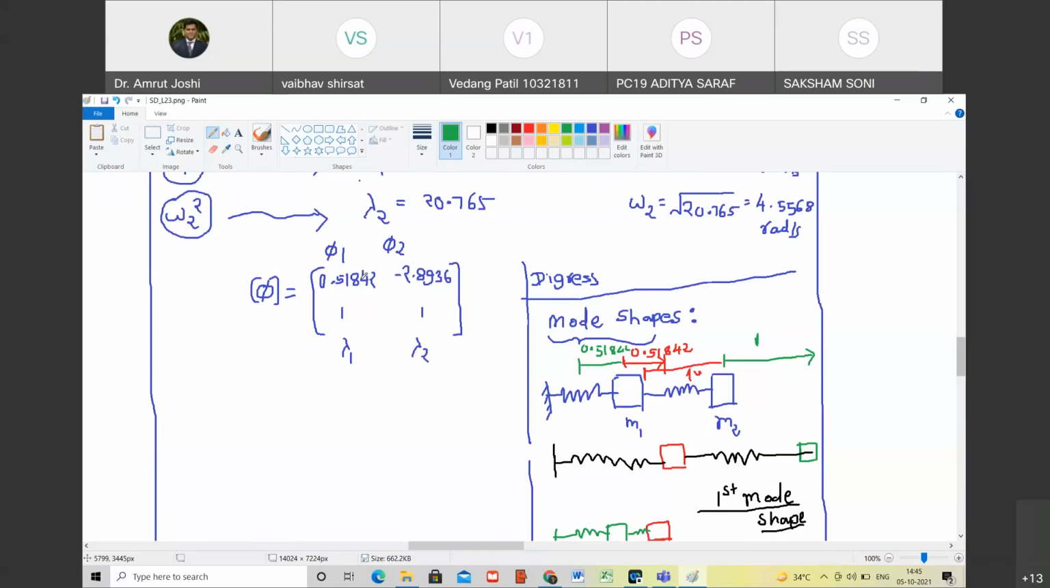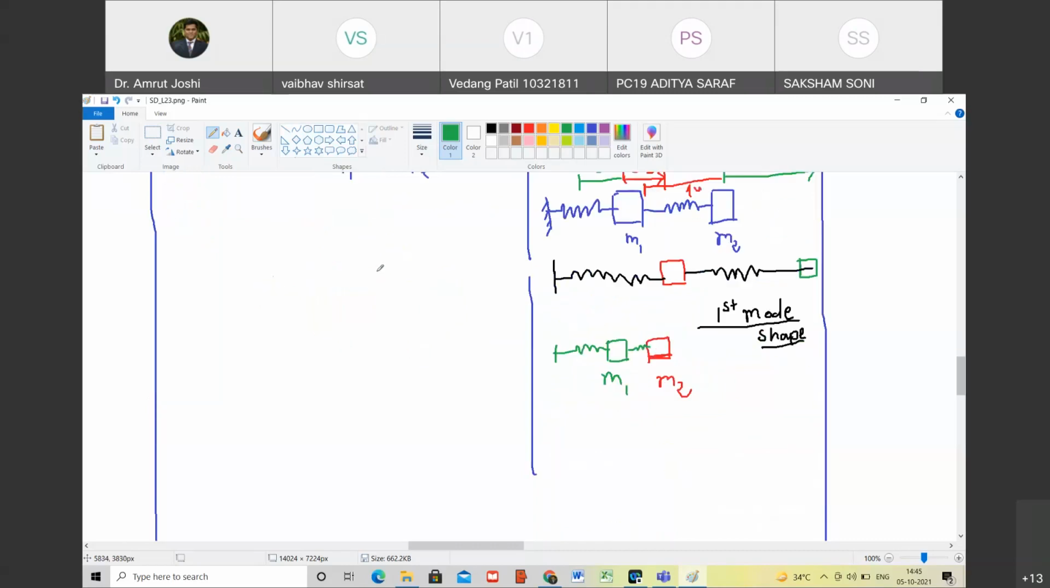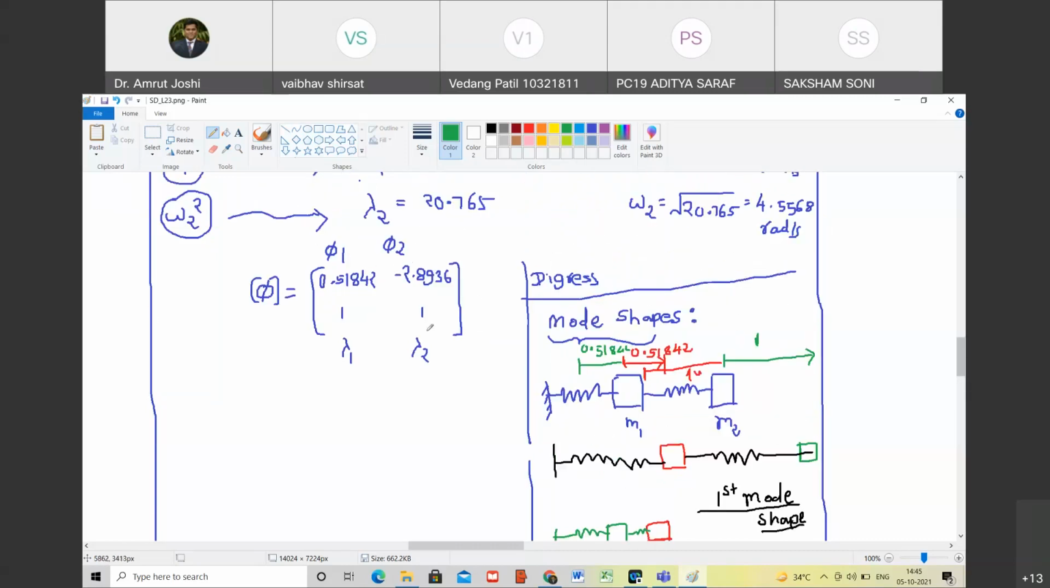So that means the two masses are going to come closer or they are going to go away. They are out of phase. Are you with me? Yes, sir. That's what this means. So let me draw that. So how do I draw that?